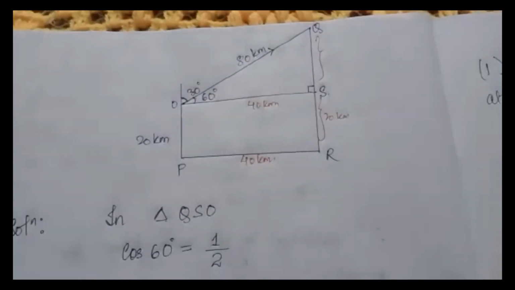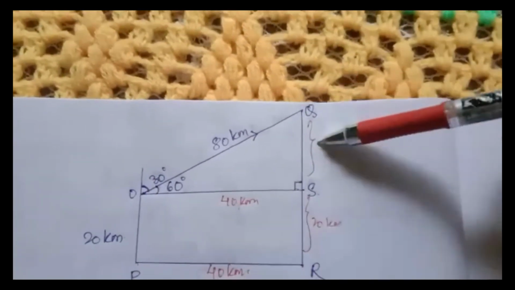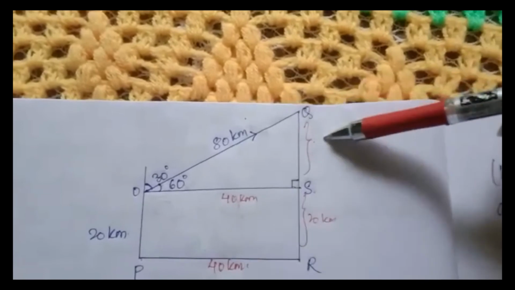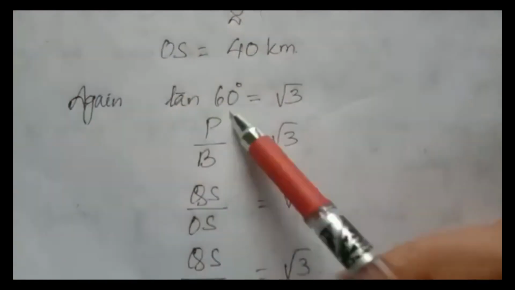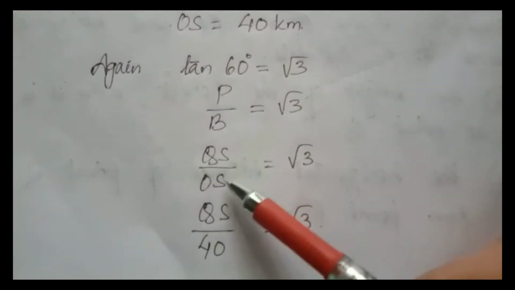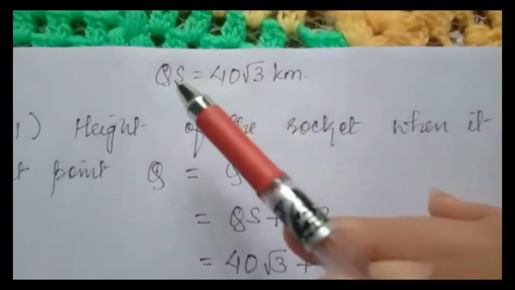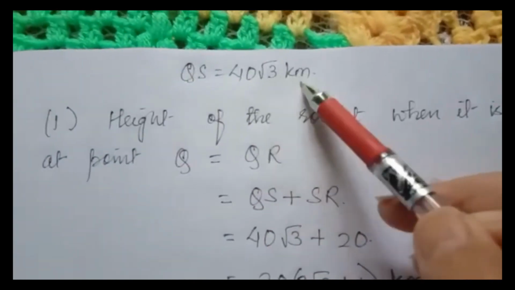To find this perpendicular, now you can use tan. You can use sine also, but here I am using tan because the base we just got. So tan 60 is root 3, tan theta is root 3. QS by OS is root 3. QS by OS, which is 40, is equal to root 3. So QS is 40 root 3 kilometer.